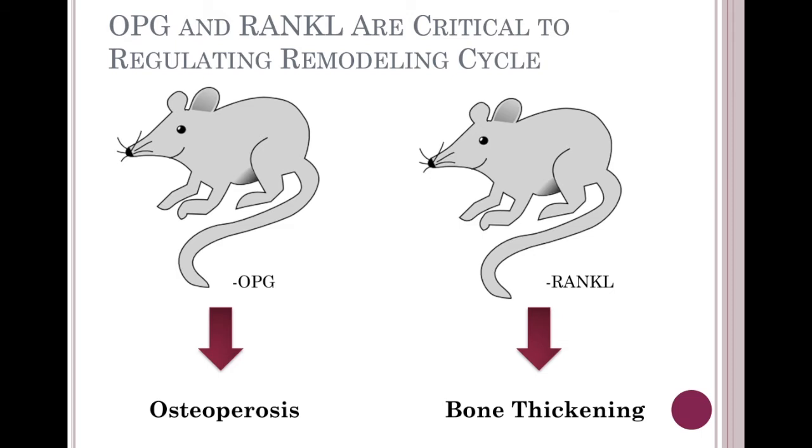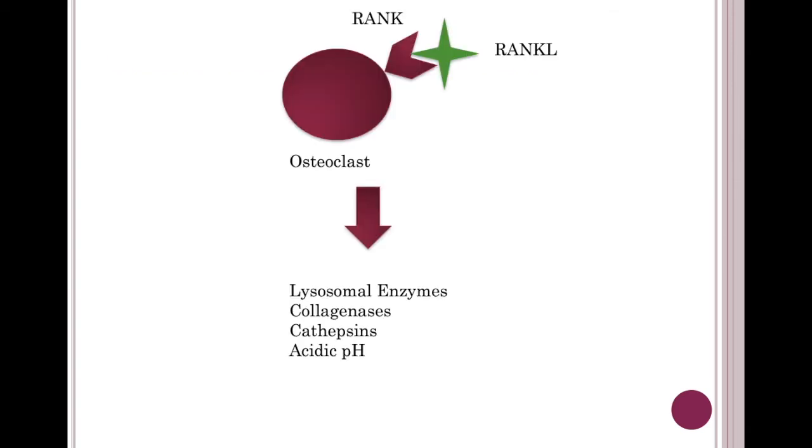We know from animal studies that OPG and RANKL are critical to regulating the remodeling cycle. When OPG is taken away, it generates osteoporosis; it's an osteoporosis model in mice. When you take away RANKL, you end up with bone thickening. Keep in mind that RANKL binds to RANK, and that initiates the resorption of the bone. When RANKL binds to RANK in the osteoclast, you end up generating lysosomal enzymes, collagenases, and an acidic pH environment which degrades the bone. All of these work together to resorb the bone and release the calcium into the serum.